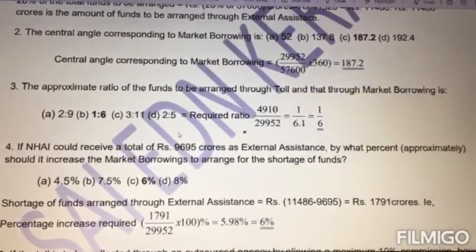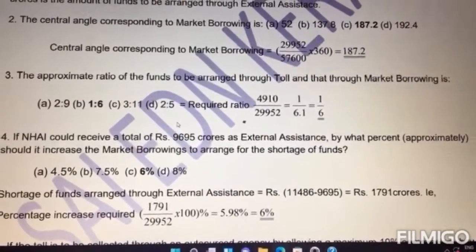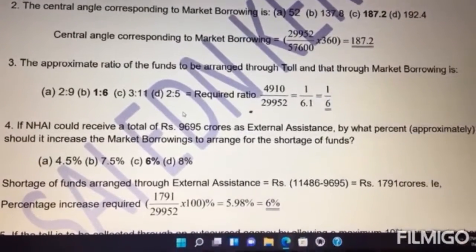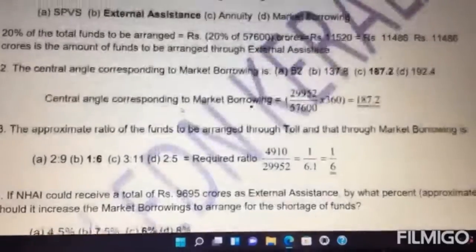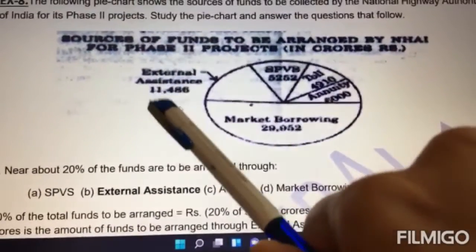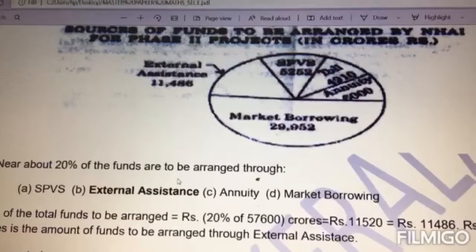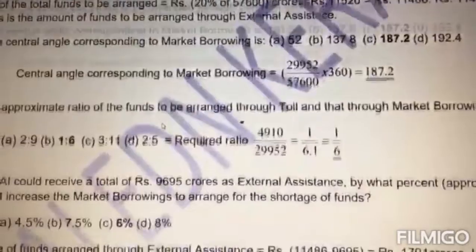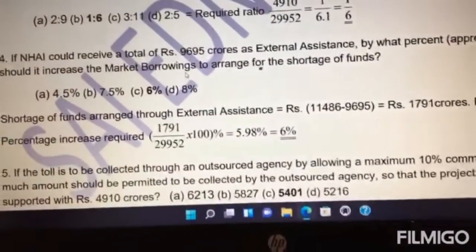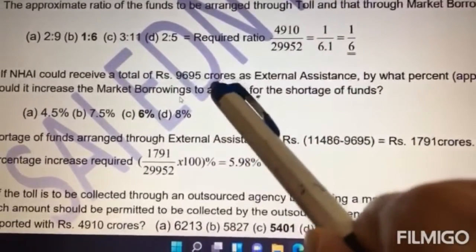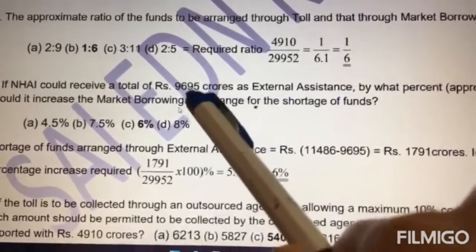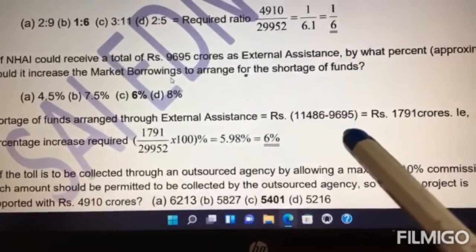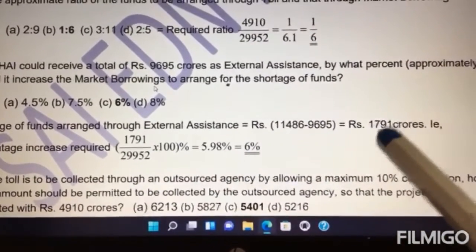If the NHAI could receive a total of 9,695 crores as external assistance, by what percentage approximately should it increase the market borrowing to arrange for the shortage of funds? Okay. Now, for external assistance, they are estimating 11,486 crores, but the actual amount that they have raised through external assistance is only 9,695 crores. So it is less. This is less than the estimated amount, and therefore there is a shortage. What is the shortage? 11,486 minus 9,695 crores is equal to 1,791 crores.